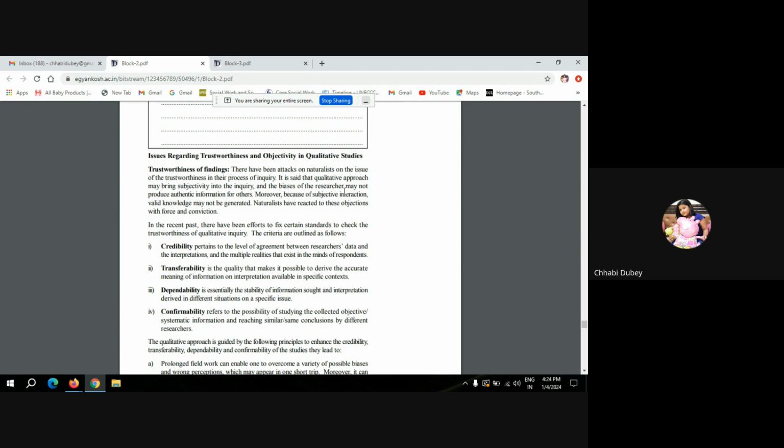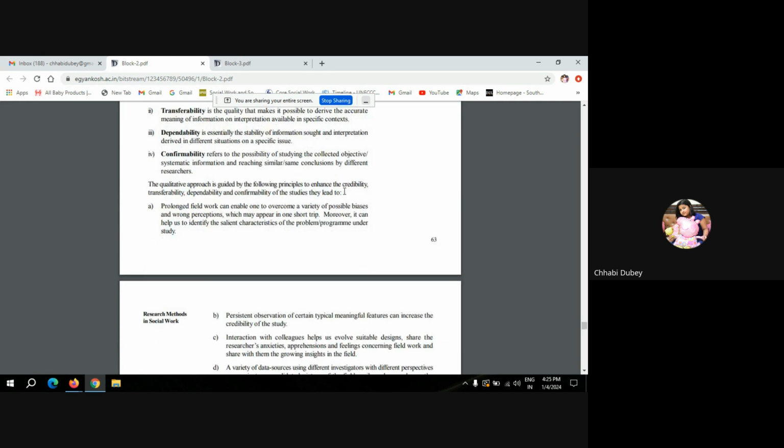First of all, we see the credibility, how credible the data seems to be, then the transferability, that is the quality that makes it possible to derive the accurate meaning of information on interpretation available in specific context. So, how transferable the data is, how dependable the data is, and finally, confirmability. That is a possibility of studying the collected systematic information by different researchers. So, your research can be confirmed by other researchers that, okay, it is definitely trustworthy.